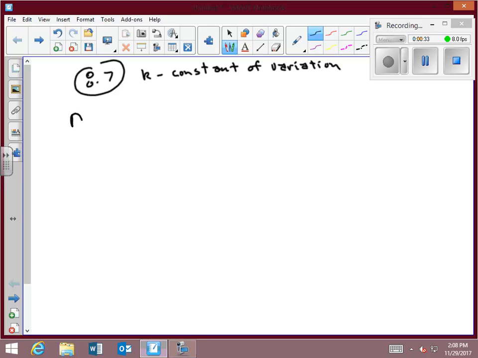So direct variation. The way you write direct variation, if y varies directly as x, then you write y equals the constant of variation times x. Now another way to write that, if you solve for the constant of variation, is K equals y over x.